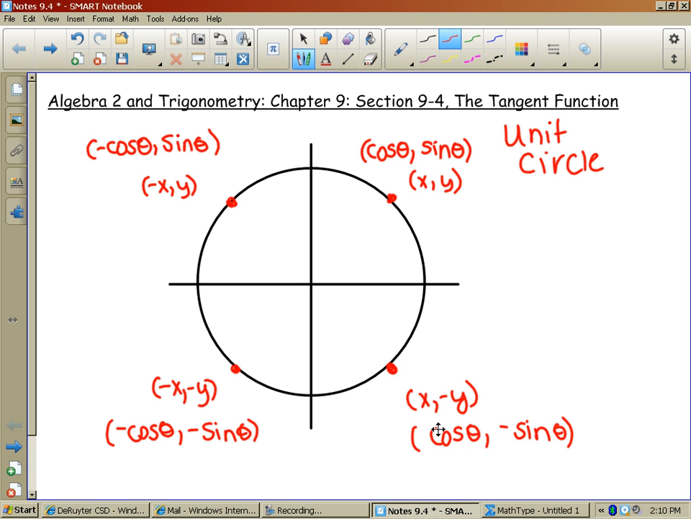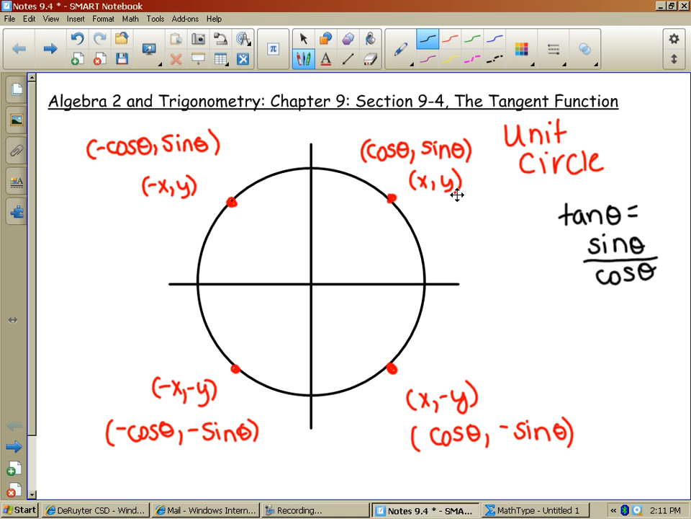Let's talk about the tangent function. We talk about the sine is opposite over hypotenuse, the cosine is adjacent over hypotenuse, and the tangent is opposite over adjacent. But the tangent is also sine over cosine. So if we know the sine value and we know the cosine value, we can find the tangent.